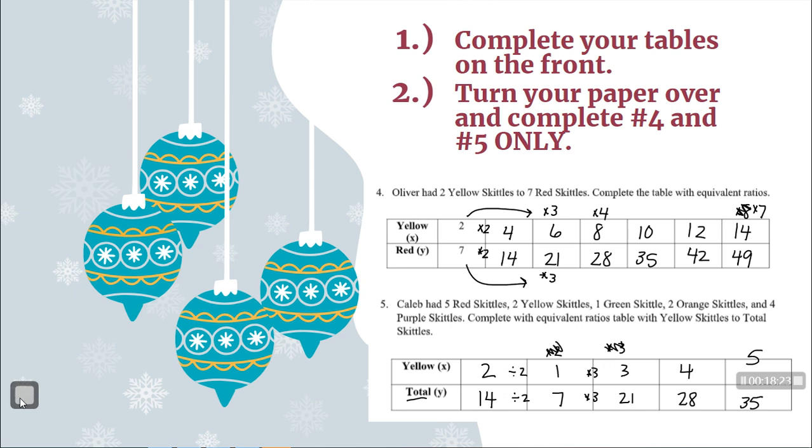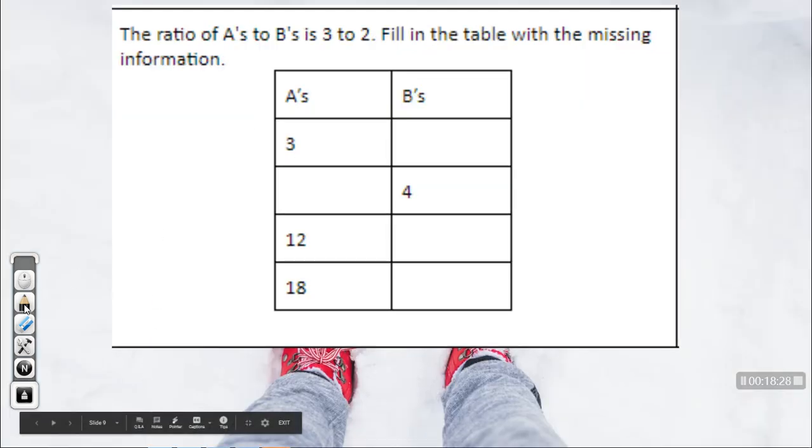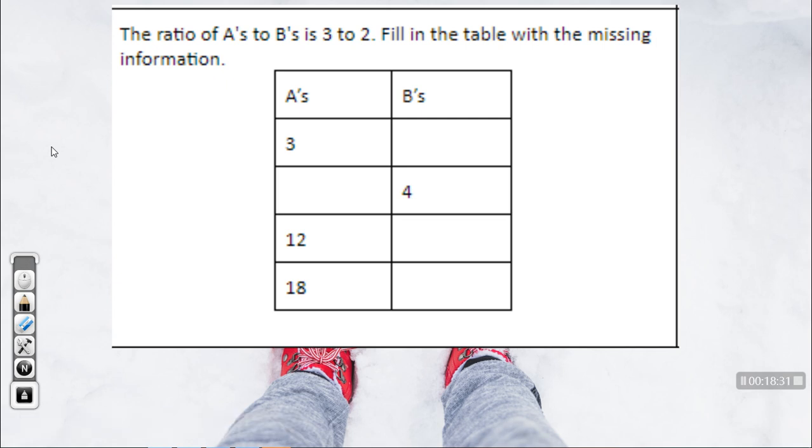All right, let's move on. We have 3 more problems to go over. Here's another example of a table that you might see where you have to fill in the empty values. So we have a ratio up here of A's to B's is 3 to 2. So that's telling us, remember the order is important. So that first one is A's, then the second number is B's. Okay, it says fill in the table with the missing information. Well, this first example, we already know 3 A's would mean how many B's? 2. That's our original ratio that it gave us.